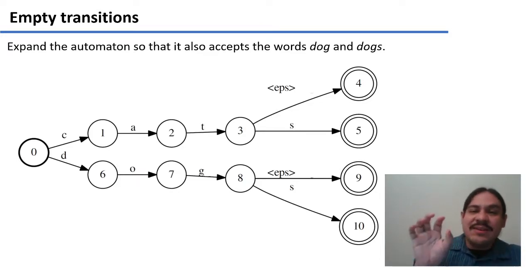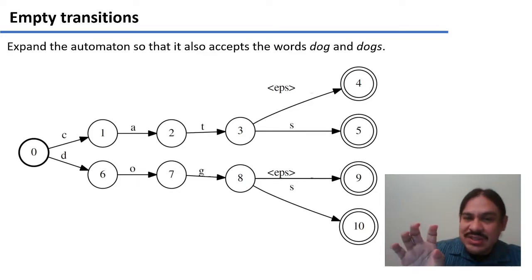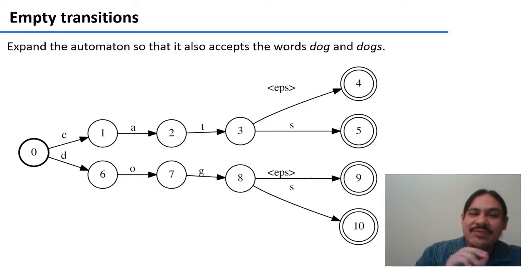So by the end state 4, you have cat. By the end state 5, you have cats. In end state 9, you have dog. In end state 10, you have dogs. This is a finite state machine that can describe four words. Cat, cats, dog, dogs.